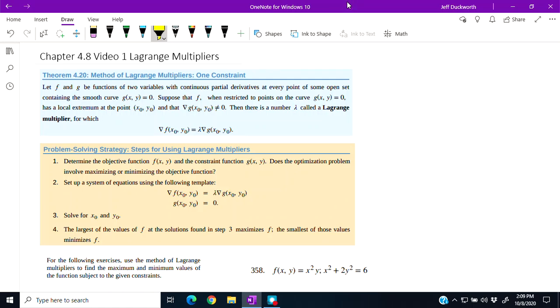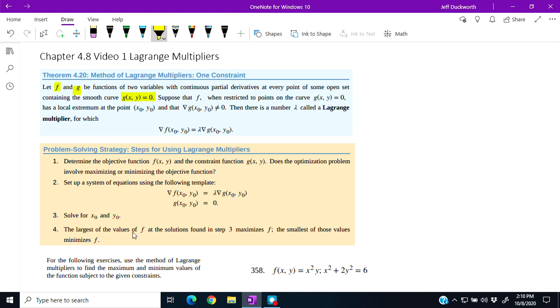All right, the last topic of Unit 2 is going to be Lagrange multipliers. This is a multiplier that's going to help us solve some optimization problems, some max-min problems, that sort of thing. We're just going to touch upon it now. We're going to let two functions, f and g, have two variables each, and they're going to have continuous partial derivatives at every point of some set containing the smooth curve g(x, y) = 0. So that'll be our constraint.